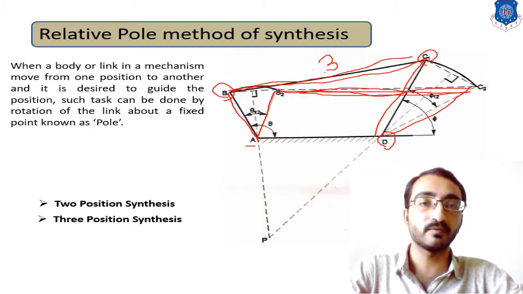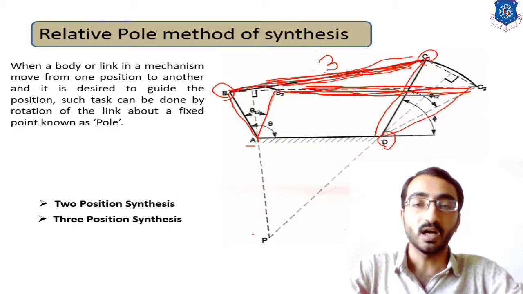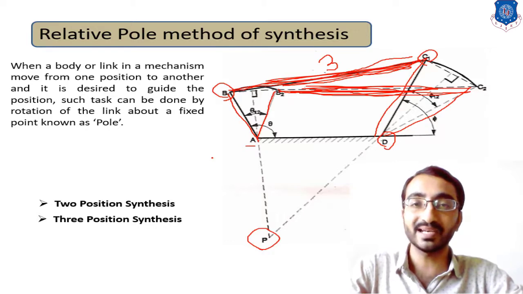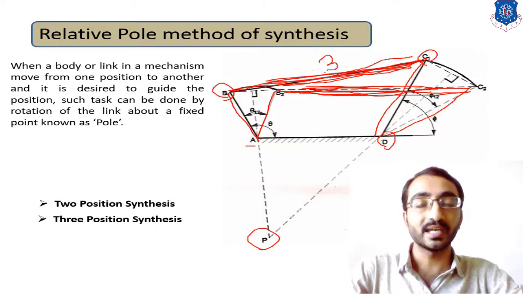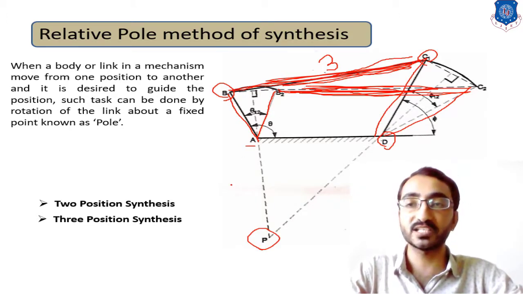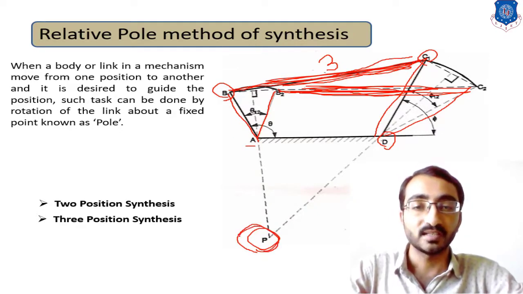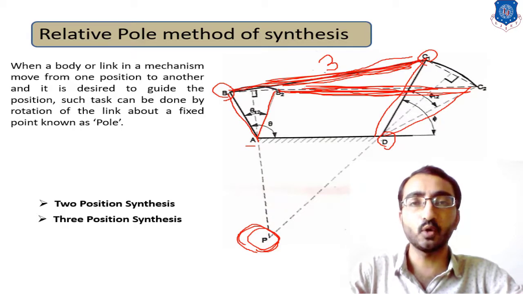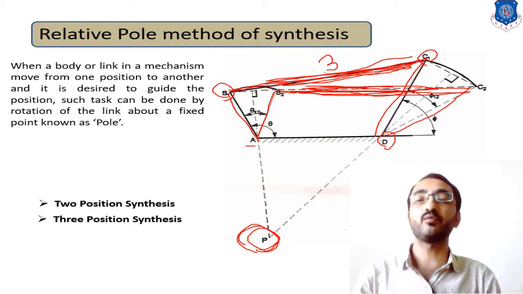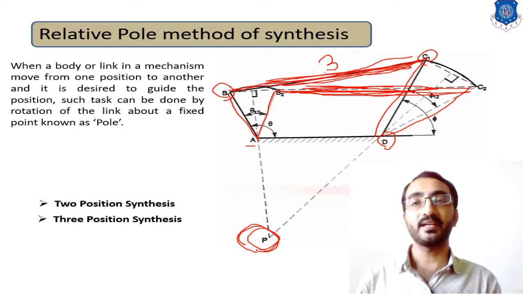If we particularly focus on link number 3, this motion can be considered as a rotation about a fixed point. Simply, the motion of any link can be considered as a pure rotation about some fixed point. If we consider P as a fixed point, then about this pole point, link number 3 is rotating. In this way, we will identify the poles of different links, and with the help of these poles, we will design the mechanism. This is the basic fundamental of the relative pole method.